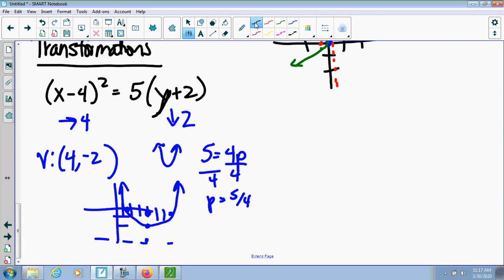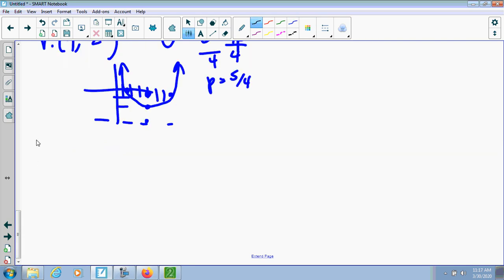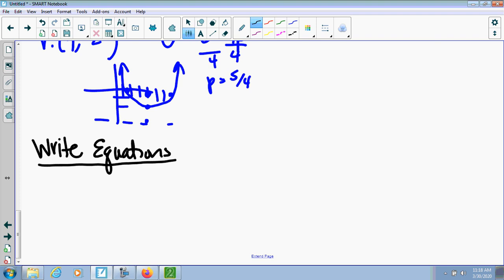And now we'll write our equations. When you are writing these equations, the first thing you have to figure out is, is this going to be a right side up parabola, or is this going to be a side to side parabola? Is it going to be positive, or is it going to be negative? So that just depends on where your directrix is, where your focus is, and how you can figure that out. Okay?